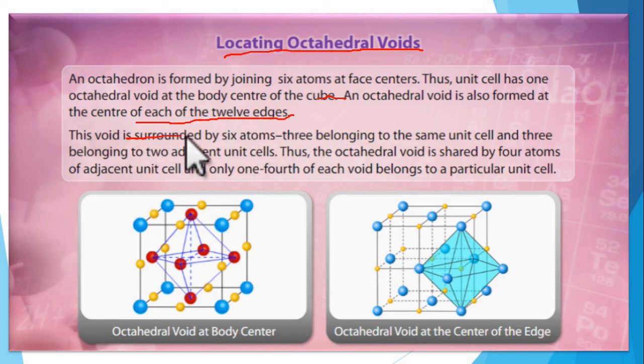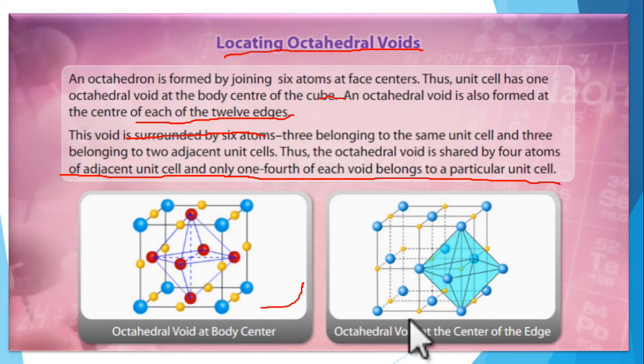This wire is surrounded by six atoms, three belonging to the same unit cell and three belonging to the two adjacent unit cells. Thus, the octahedral wire is shared by the four atoms of adjacent unit cells, and only 1/4 of each wire belongs to a particular unit cell. Octahedral wires at body center we can see in this diagram, and octahedral wires at the center of the edges.